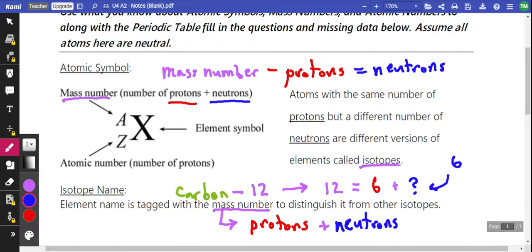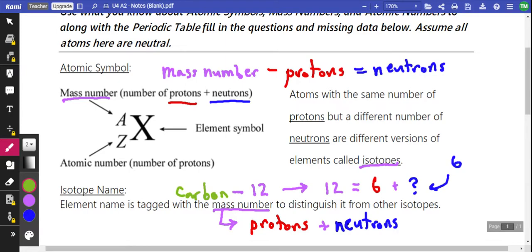The electrons are very, very light in comparison. So the mass is kind of related to the number of protons plus neutrons. So we just group that together and call it the mass number. Now, we can also write this as an atomic symbol, which looks a little bit more complicated, but it's really the same information.